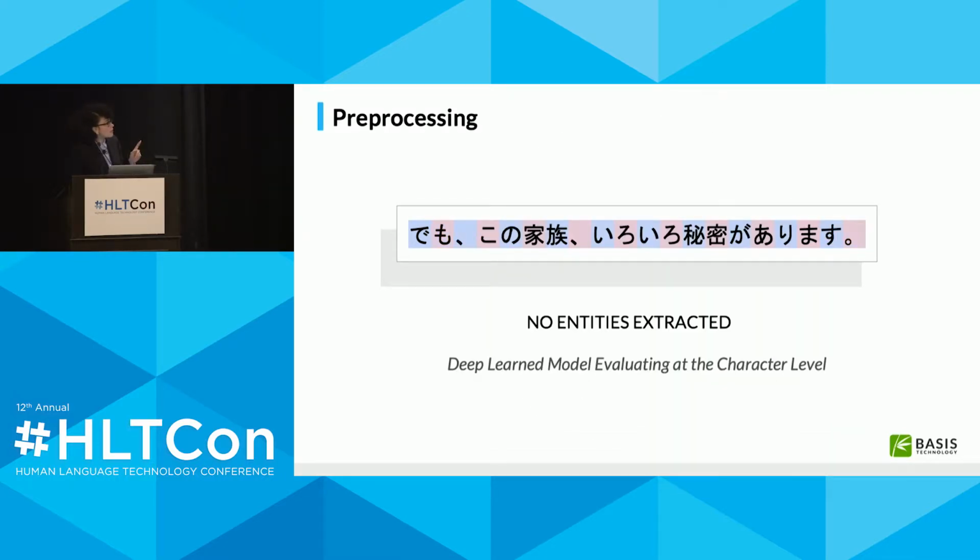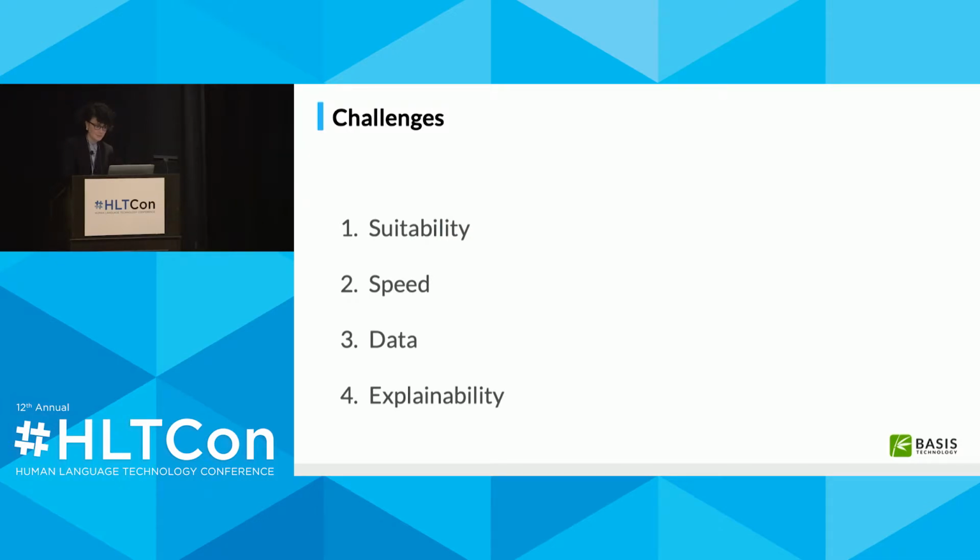However, if we run a character-based model, a deep learned model, this is something that's possible in deep learning but not possible in traditional machine learning, to evaluate and to predict at the character level, no entity, in fact, is extracted correctly. That's the correct answer, and so we can feel much better about our results. Great. So, some very exciting stuff there.